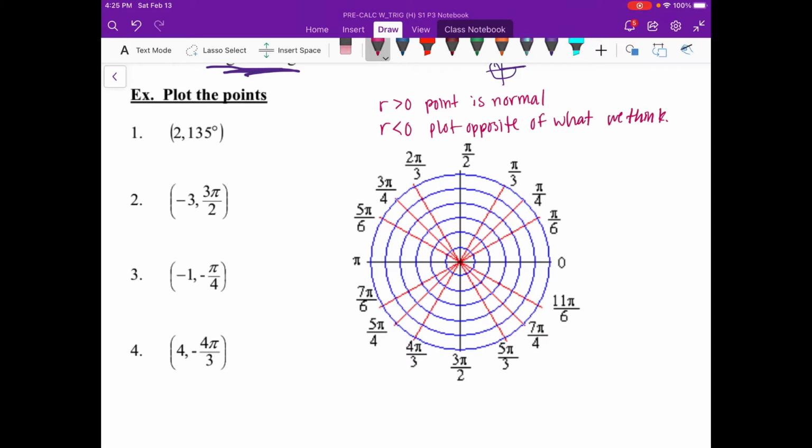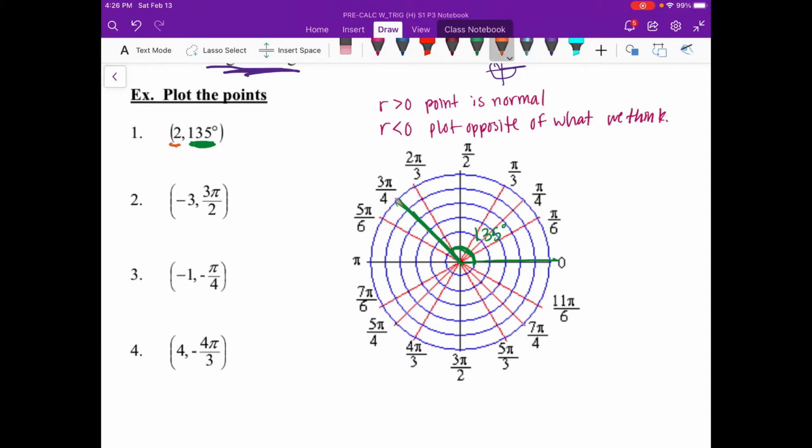So starting off with number 1. So number 1, it's telling me 2, 135 degrees. And remember, we want to start off by graphing the 135 degrees. So 135 degrees, since it's positive, we're starting here at 0. We're going to move our angle. And we know that halfway here is 90. Then we add, that's 120, and then 135 would be along this line right here. Okay, so this is the angle, 135 degrees.